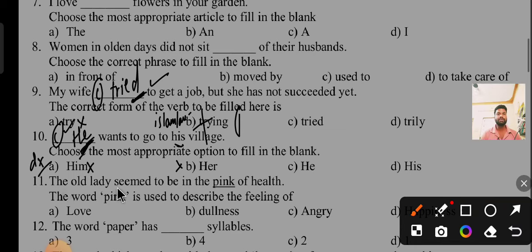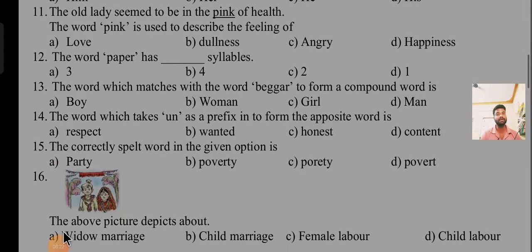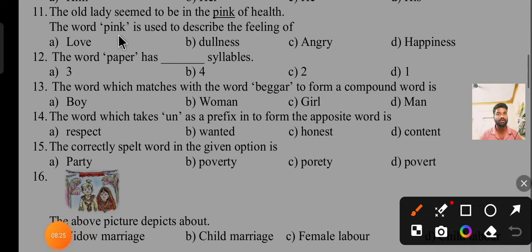Next, 11th question: the old lady seemed to be in the pink of health. The word pink is used to describe the feeling of what? Option A, love; dullness; angry. Then option D is happiness. Pink shows happiness. For that reason A is wrong, B is wrong, C is also wrong. Option D, happiness, is the right answer, my dear students. Pink shows happiness because she has good health, for that reason she is so happy.